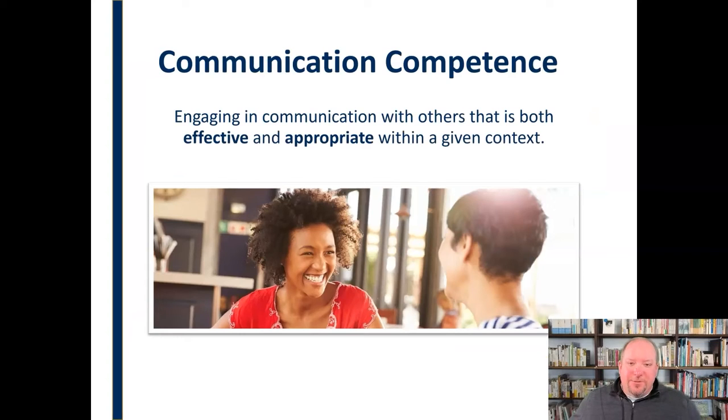Communication competence has to do with engaging in communication with others that is both effective and appropriate within a given context. It's important that we keep all of that in mind, that we're looking at both effectiveness and appropriateness within a given context, meaning that that could change. What's appropriate could change from situation to situation. And that's where you get 1 + dump truck = giraffe, because every situation is different. We have to approach every aspect of communication differently in each unique situation.